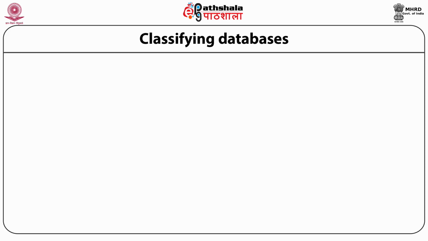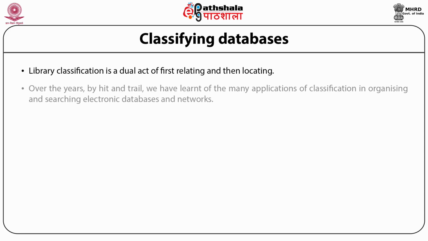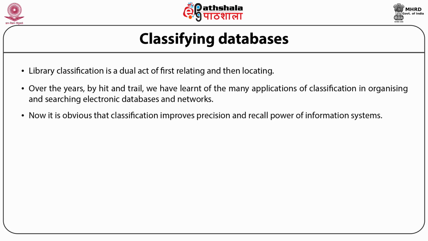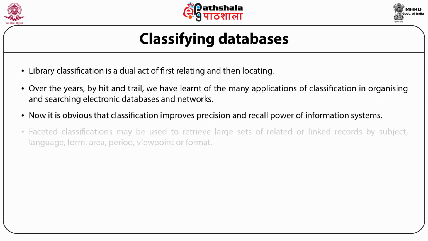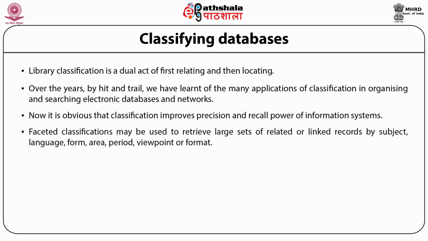Classifying databases, that is, electronic files. Library classification is a dual act of first relating and then locating. Over the years, by hit and trial, we have learned of the many applications of classification in organizing and searching electronic databases and networks. Now it is obvious that classification improves the precision and recall power of information systems. Classification may be used to retrieve large sets of related or linked records by subject, language, form, area, period, viewpoint, or format, which was not possible in print days.